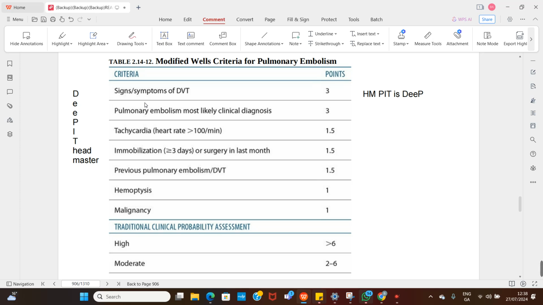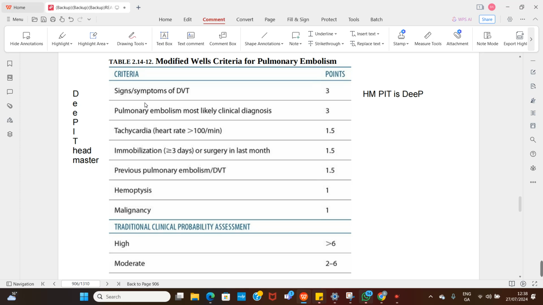Then you now focus on your PIT. Is there a previous history for your P? Previous history of DVT or PE, you give your 1.5. Your I, anything that suggests immobilization: the person had surgery in the last 1 month, or the person was immobile for any cause in the last 3 days, 1.5. Then your tachycardia, your T, is a heart rate more than 100. You give your last 1.5.